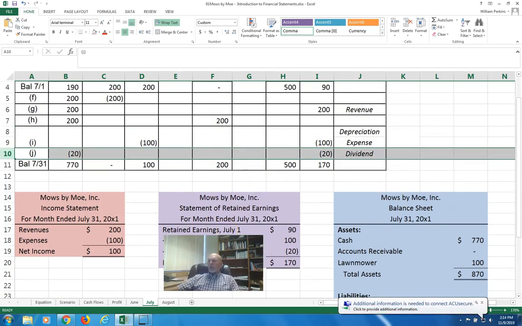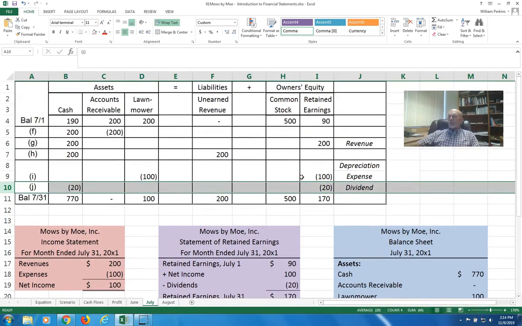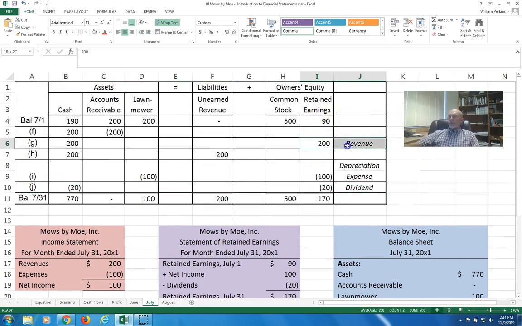Okay, we're going to make our financial statements again. Let me get this picture out of the way. We go up to the retained earnings column and we look through and pull out all the revenues and expenses. That's what goes to the income statement.